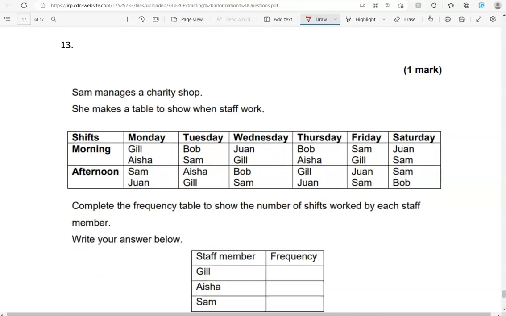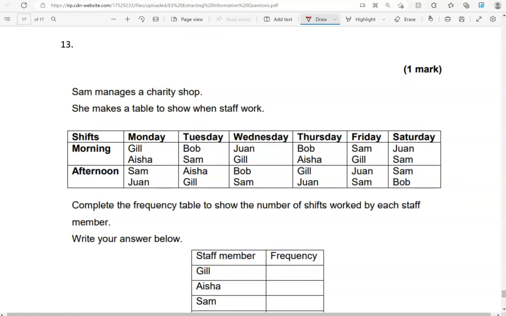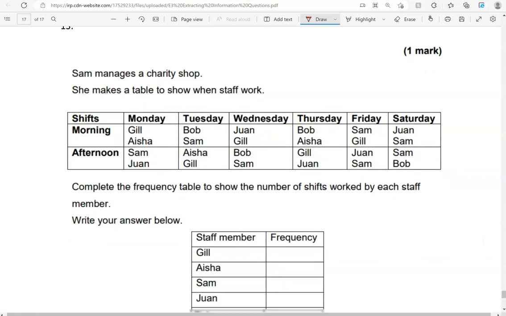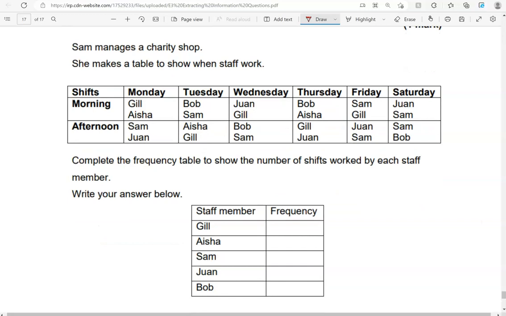Sam manages a charity shop. She makes a table to show when staff work. Complete the frequency table to show the number of shifts worked by each staff member. Write your answer below. So we have Jill, Aisha, Sam, Juan and Bob. Let's start with Jill. There we have 1, 2, 3, 4, 5.